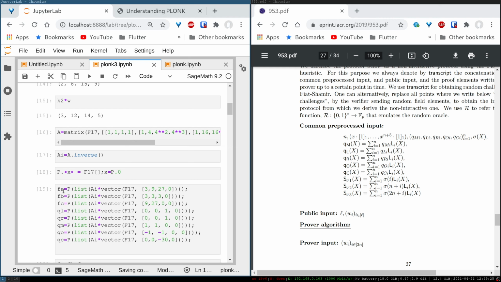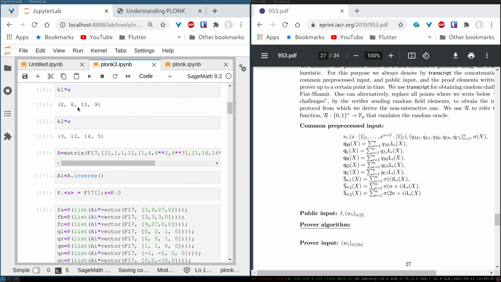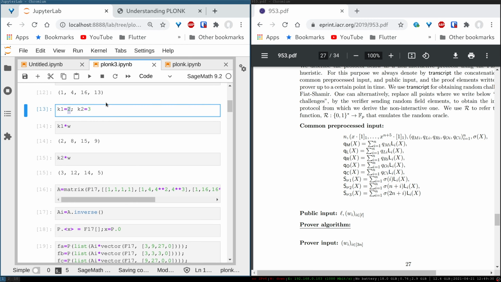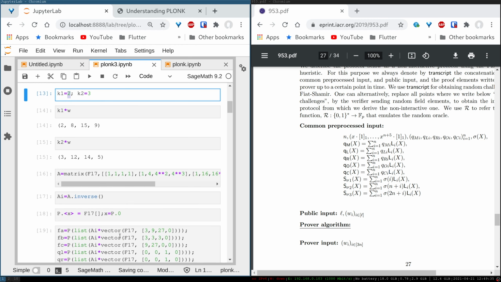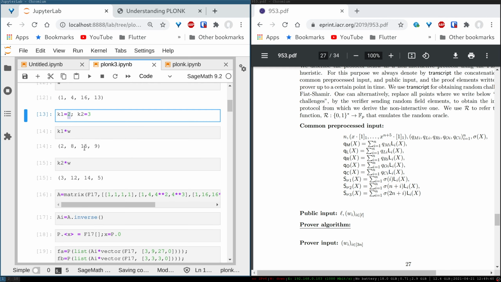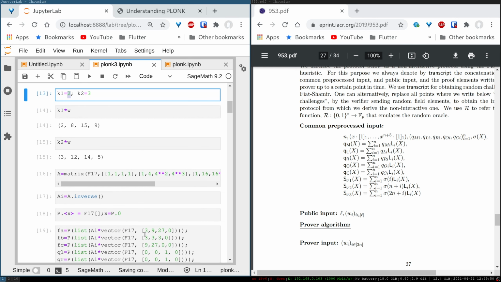For the labels of A, it would be 2, 8, 1, 4, 16, 3. So for example, what we need is that FA of 1 should be 3, FA of 4 should be 9, FA of 16 should be 27, and FA of 13 should be 0. To calculate the coefficients of our polynomial, I need to invert this matrix. This is basically solving a linear system of 4 by 4.